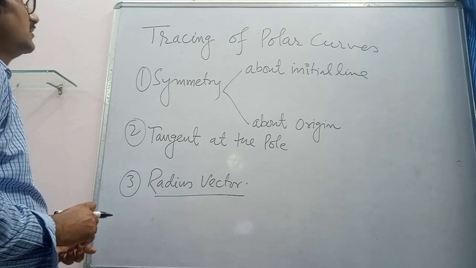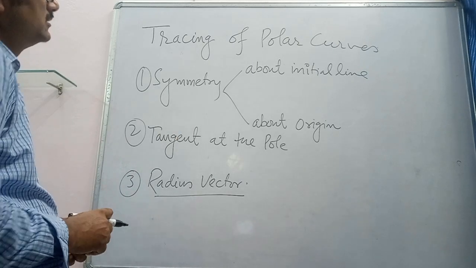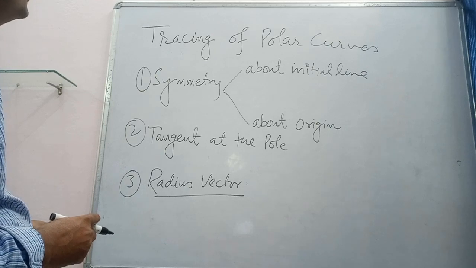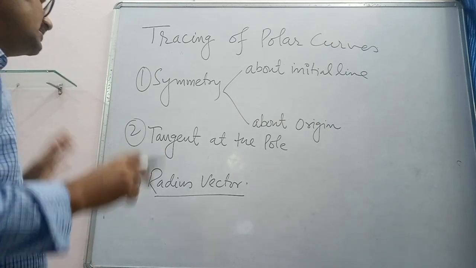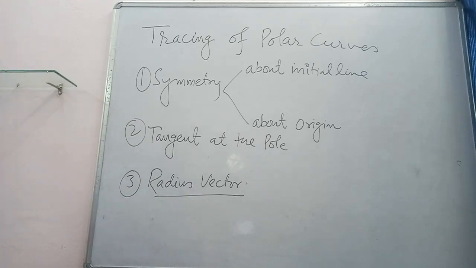So now we are in the condition that we can trace the polar curves, because now we are familiar with r = f(θ), what is theta there, what is r there, how we can specify or locate a point (r, θ) on the polar plane.